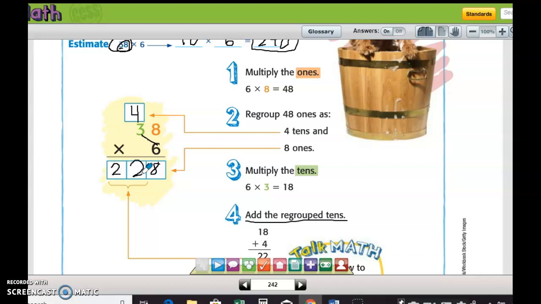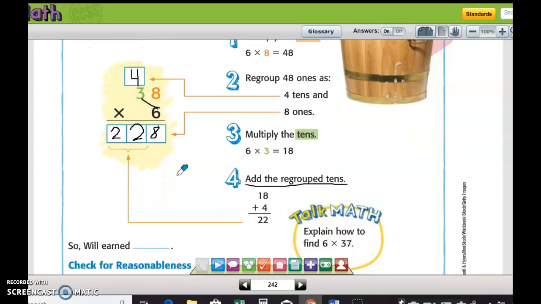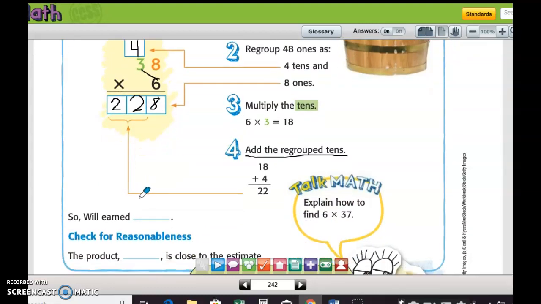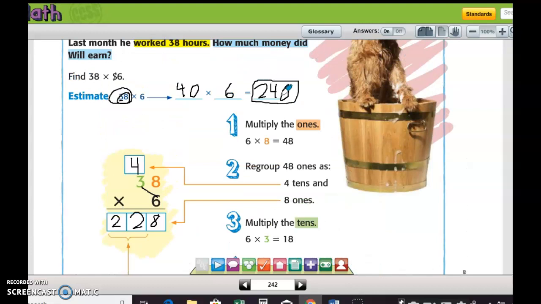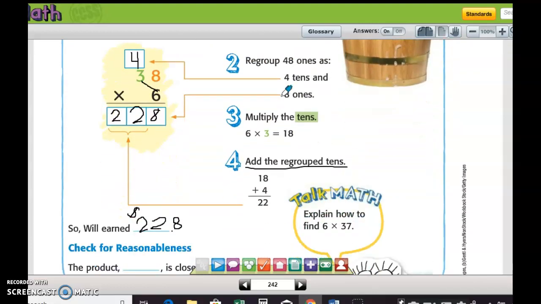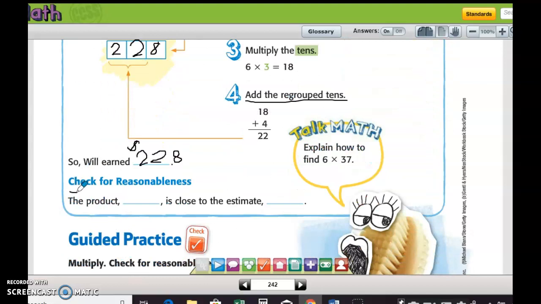So 228 is the product. So Will earned $228. And since the product 228 is close to the estimate of 240, then we're good. That means our answer was reasonable.